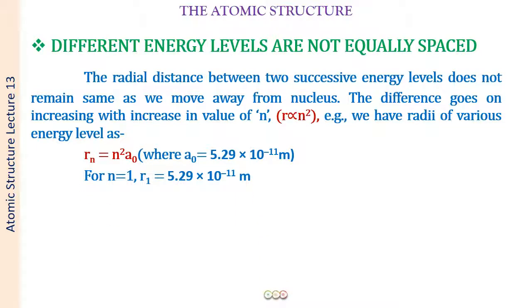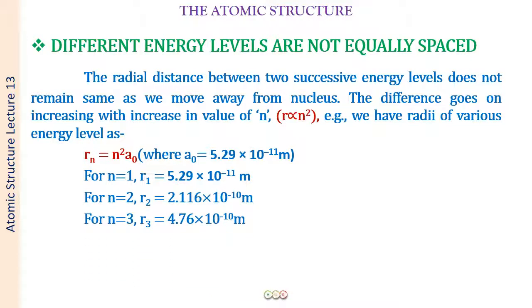Right? So when we put the value of n to be 1, what do you get as the value of Rn? 5.29 into 10 power minus 11 meter. When it is n equal to 2, what would be the value of R2? If you calculate, this would come up to 2.116 into 10 power minus 10 meter. Then R3 comes up to 4.76 into 10 power minus 10 meter. So the difference between R1 and R2 is less than the difference between R3 and R2.